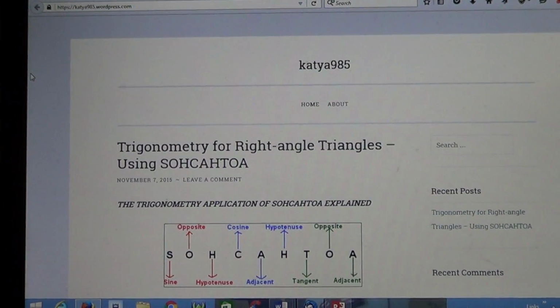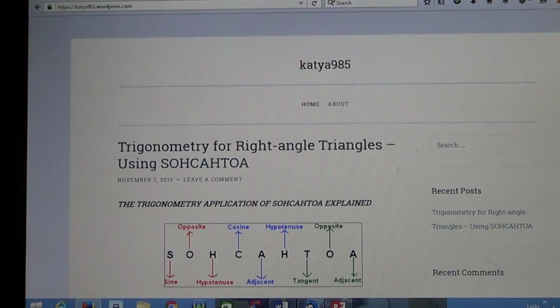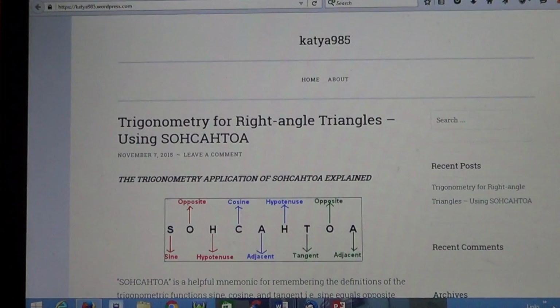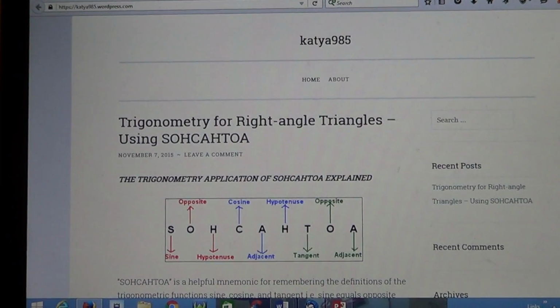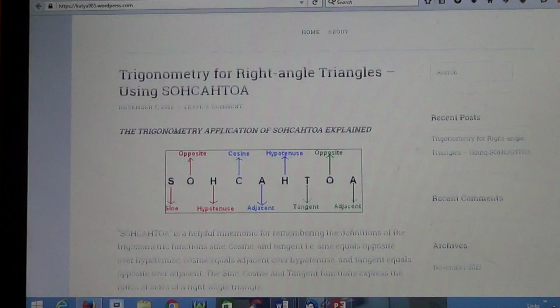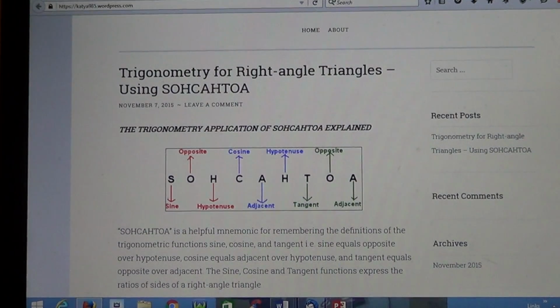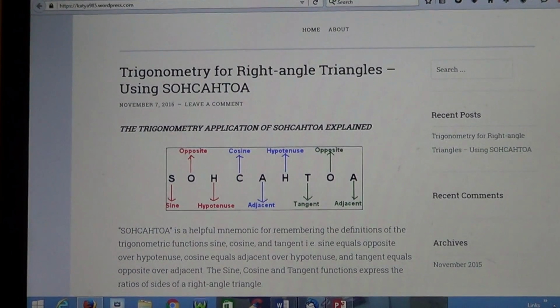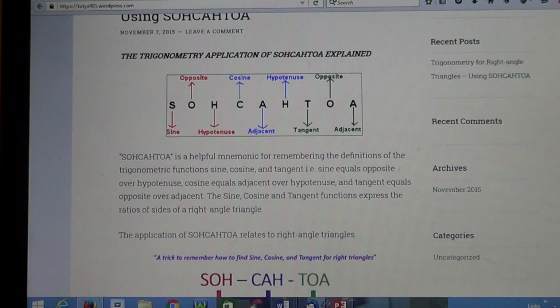I have created my own learning resource to teach the same topic, trigonometry of the right angle triangles, SOHCAHTOA. This is a topic number 221 and comes from WA Curriculum Application course Year 11 syllabus. My site is well organized and links to the objectives of WA Curriculum. This is a website that clearly explains that SOHCAHTOA is a helpful mnemonic for remembering the definitions of the trigonometric functions sine, cosine and tangent. It clearly states that the application of SOHCAHTOA relates to right angle triangles.